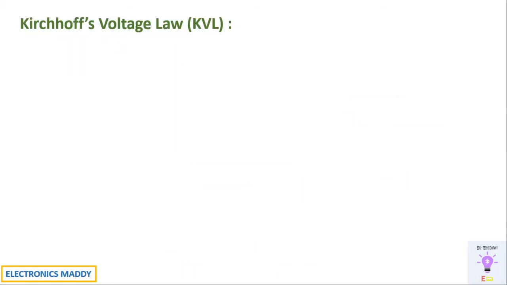Okay, so what is KVL? What is the statement of KVL? Let's see the statement and then try to correlate with an example as to how it can be done. So the algebraic sum of all voltages in any closed circuit is zero.